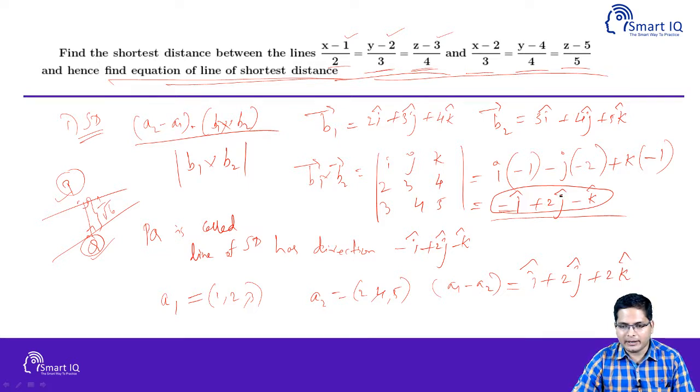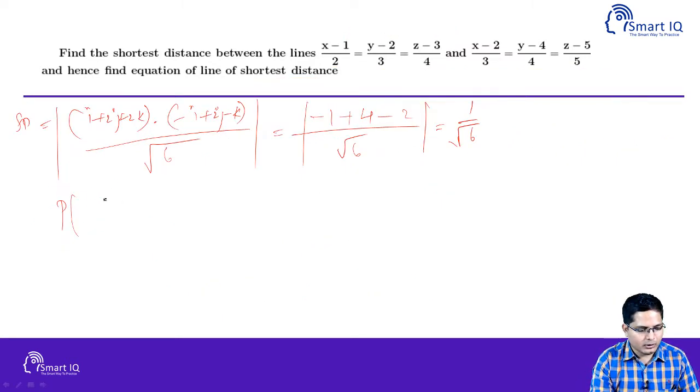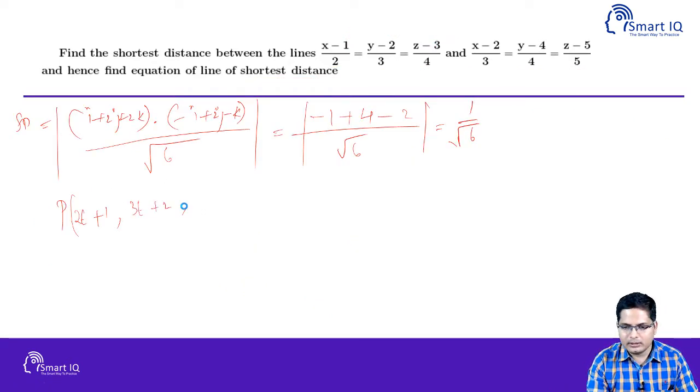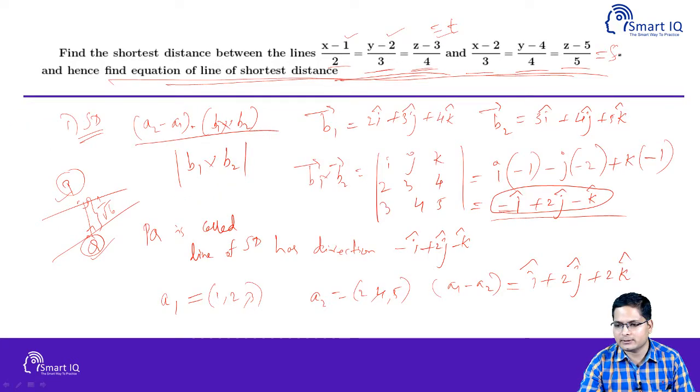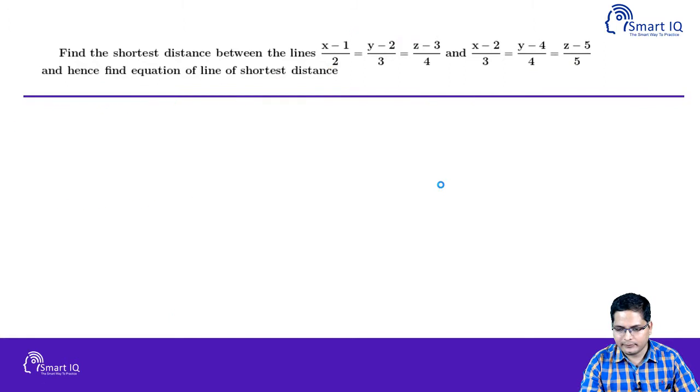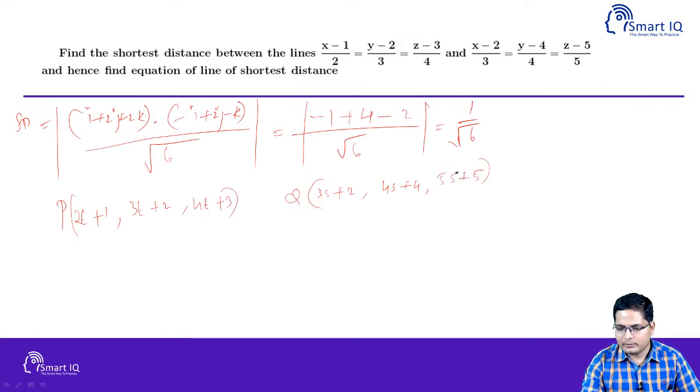So what we do now is we will take the parametric form of this. Call this as some t. So let us take (x minus 1) by 2, the point P, as equal to t, meaning x is 2t plus 1. So this is taken as t, whereas this is taken as s. So 2t plus 1, 3t plus 2, and then 4t plus 3. So this is point P, any arbitrary point, and we need to find t now. We will find it. For Q, don't take t here, take some variable s. 3s plus 2, 4s plus 4, and then 5s plus 5. This is the point Q.